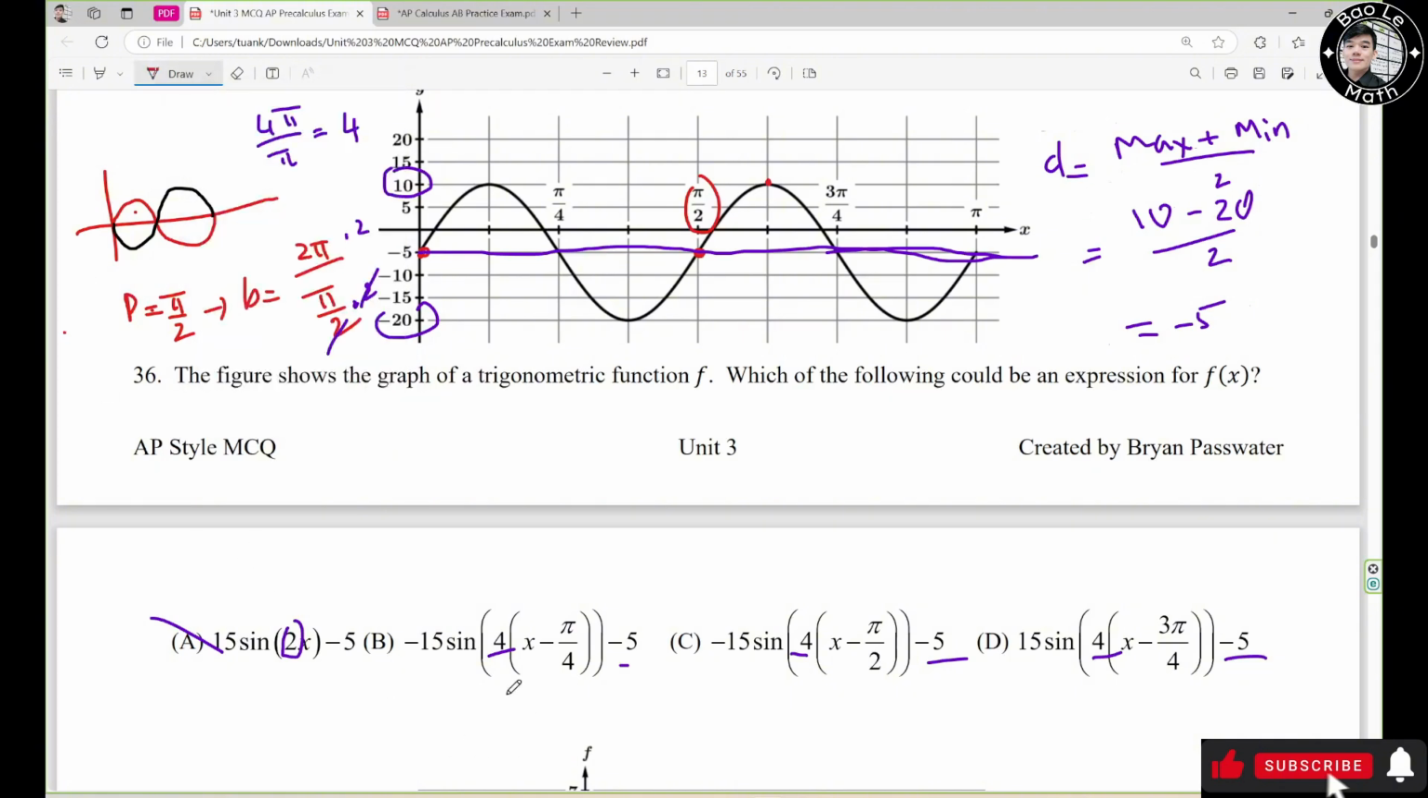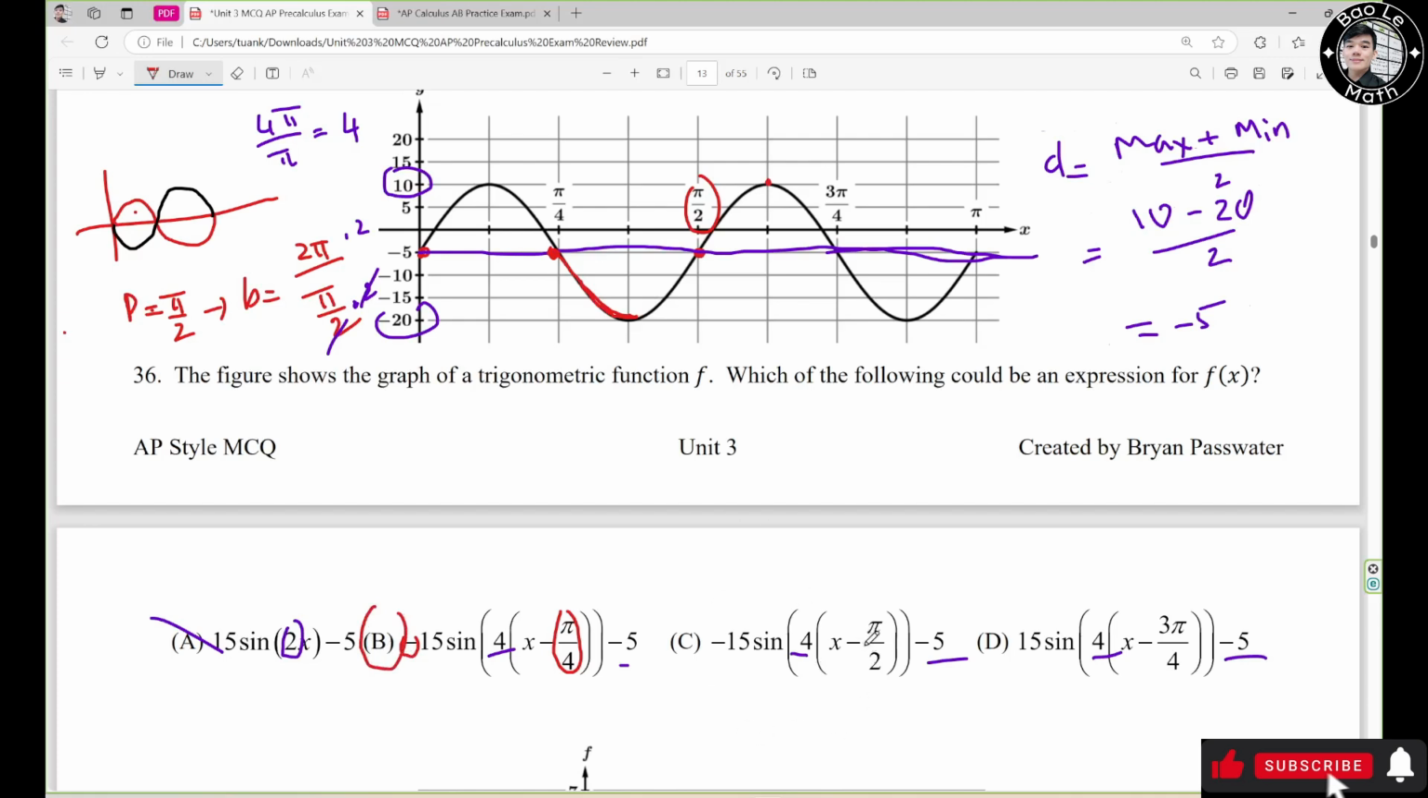Depending on the phase shift, we have a negative sign in front of the amplitude or not. So look at this one. If we pick the phase shift pi over 4, which means we want the function to start right here, so it goes down to the minimum first. If it goes down to the minimum, it should have the negative sign in front of the amplitude because this is a reflection. Look at the graph right here. So negative sign right here, which is good, so the answer could be B.